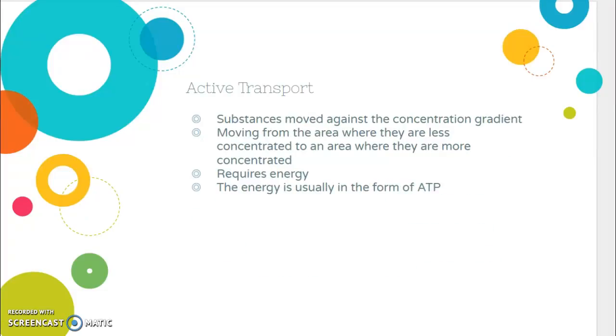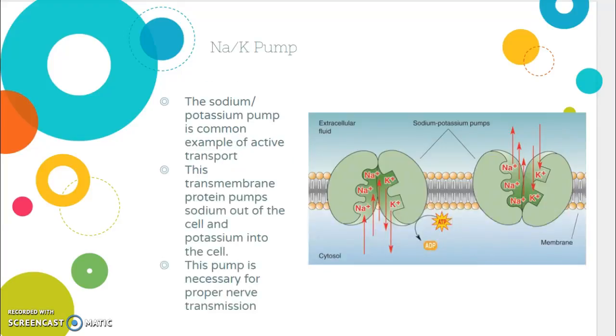All of the examples we've talked about so far have been examples of passive transport, which means that there was no energy required. So now we're going to switch to active transport, which means that we need to use energy, and that energy is usually in the form of ATP. This is when substances move against the concentration gradient, so think about moving against the flow of traffic, and it moves from an area where there is a lower concentration to a higher concentration.